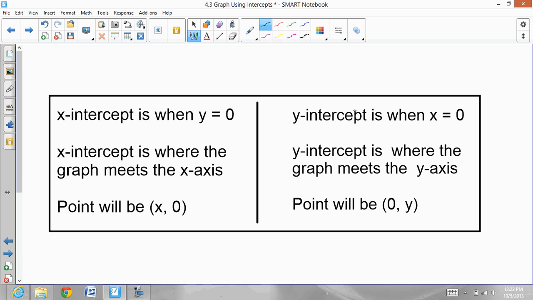Now, make sure that you pause the video and write these notes down. The x-intercept is when y is 0. X-intercept is where the graph meets the x-axis, so the point will be x, 0. And also make sure that you draw a line in the middle and take the second column. Y-intercept is when the x is 0. Y-intercept is where the graph meets the y-axis, and the point will be 0, y.